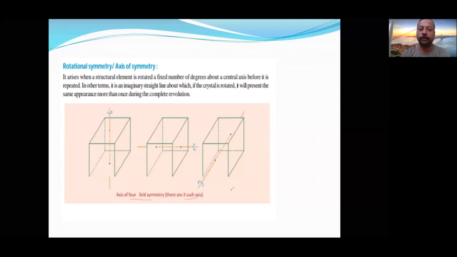How many such axes of symmetry are there? Three fourfold axes of symmetry. See, this is one, left to right, this is from front to back. Okay, front to back, left to right, top to bottom. Three fourfold axes of symmetry. Is that clear now? I think there is no doubt with the clear pictures. Okay, now let's see the next one.